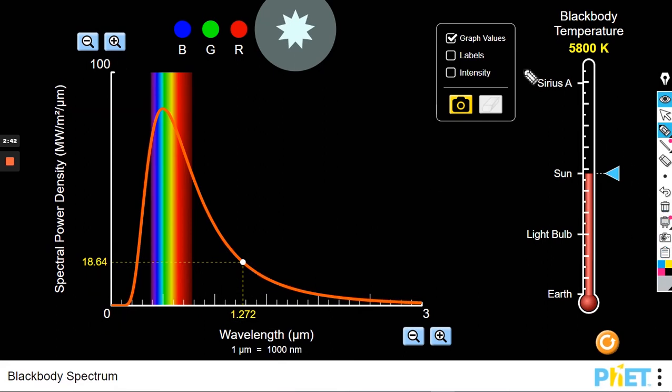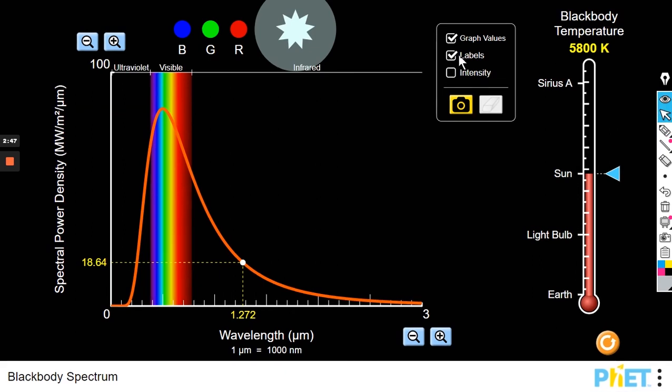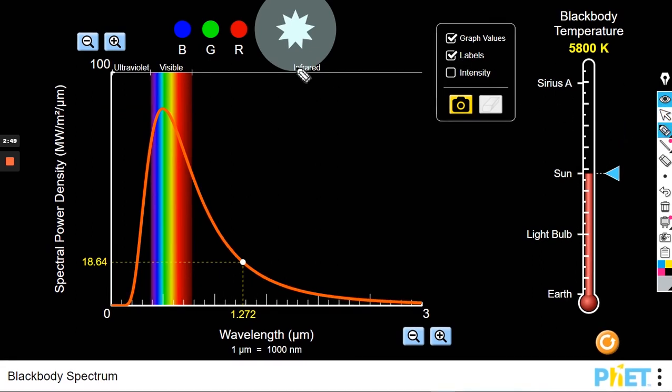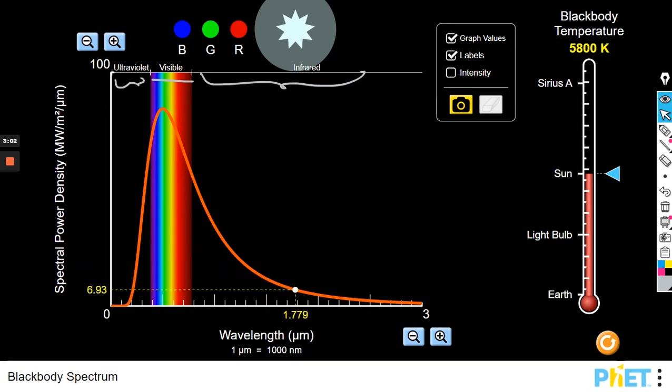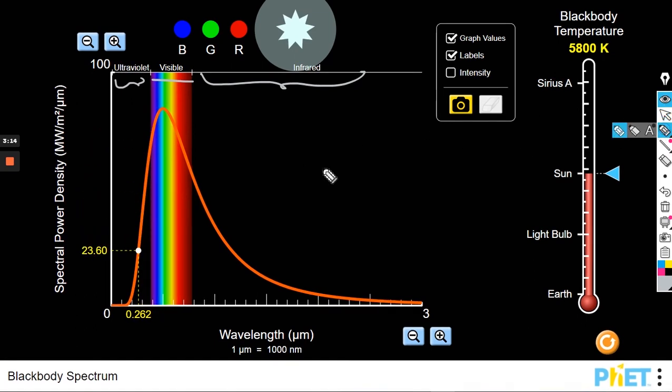After this, there's one more tool called labels. Now, the moment you turn on labels, you would be able to see that right here you get three words: infrared, visible, and ultraviolet. Now, since graph values is on as well as the labels, you can move the graph point and you can see that this white point, particularly right here, is lying in the infrared region. If you come here, now this lies under the visible region, and if you bring the white point here, now it lies under the ultraviolet region.